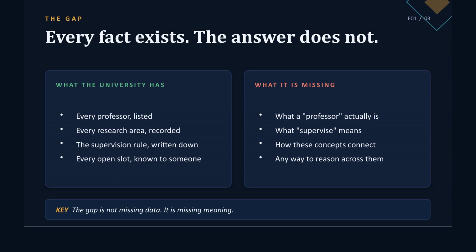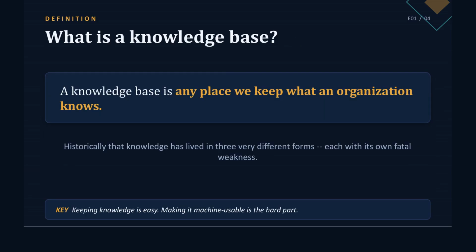That gap, between merely having the data, and actually understanding it, is the exact problem this whole series sets out to close. So let us back all the way up and ask the most basic question of all. What, really, is a knowledge base? In the broadest possible sense, it is simply any place where we keep what an organization knows. That is it, nothing more exotic than that.